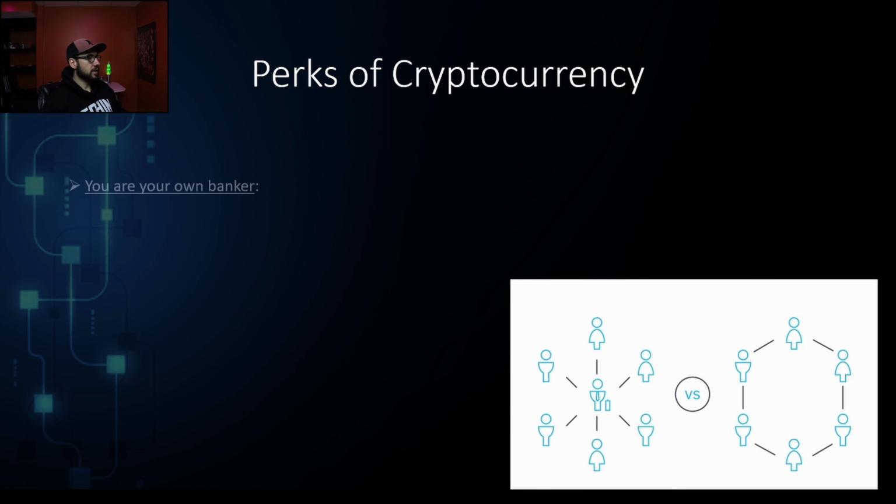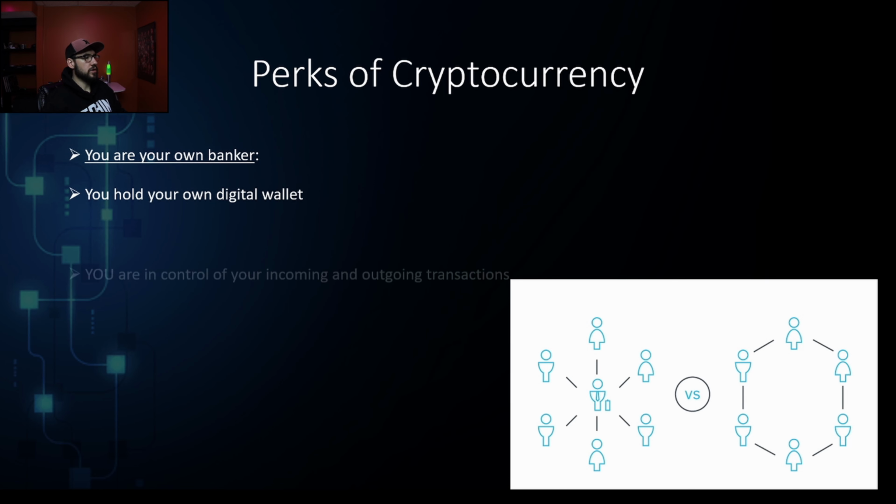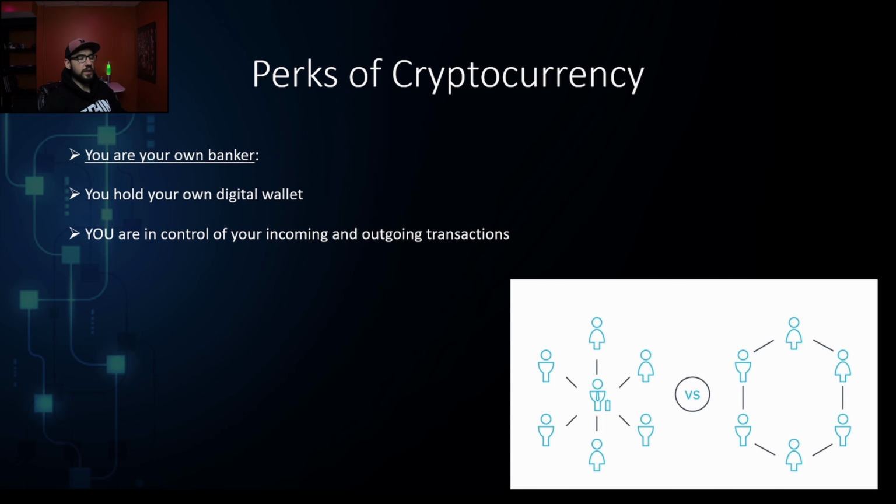Other perks of cryptocurrency, you are your own banker. You hold your own digital wallet and you are in control of incoming and outgoing transactions. What you hold, you own. Like banks, they will use your money that is stored in the bank as liquidity, and you actually technically do not hold it yourself. With cryptocurrency, what you hold in your digital wallet, you will always own. And which is a good example of decentralization.